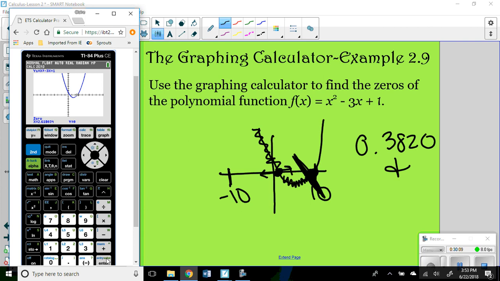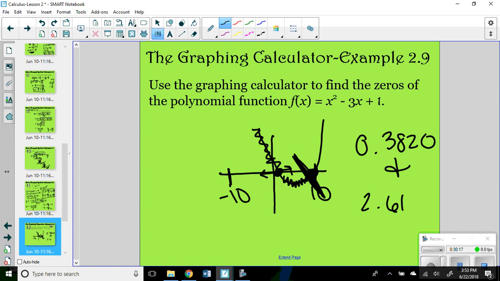But that should give you 2.618034. So our other 0 is 2.6180. So those are your zeros. And I think that the answer key will give you the long decimal of it. It may round it to 4 now that I'm thinking about it. I'm not sure.